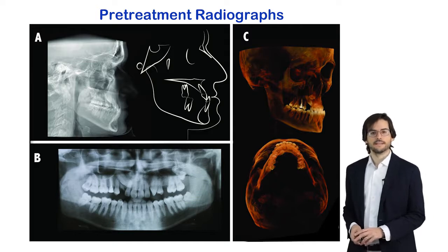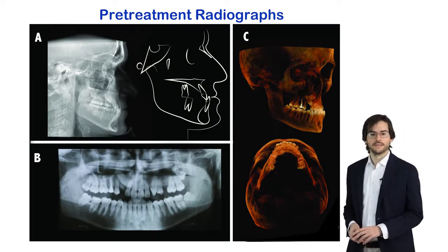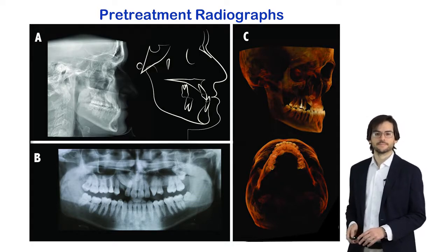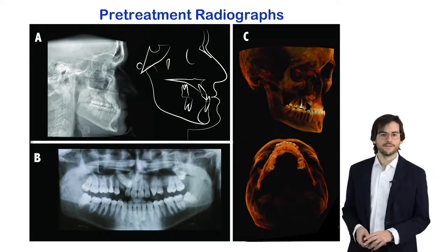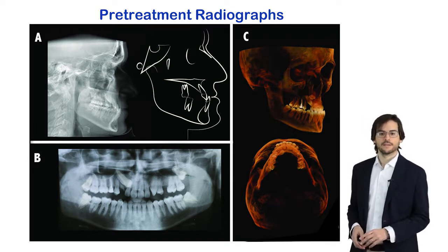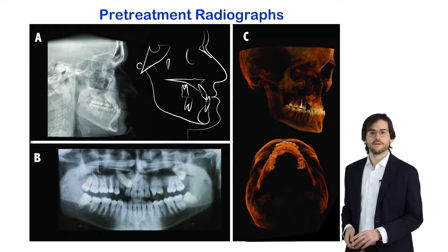Cephalometric analysis identified a class 3 malocclusion with a mesofacial pattern. We can see how the maxillary and the mandibular incisors were retroclined. A panoramic radiograph showed an impacted maxillary right canine and the absence of the second premolar. Both left third molars were impacted.